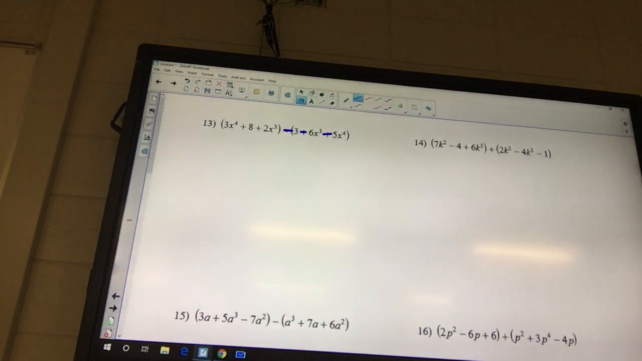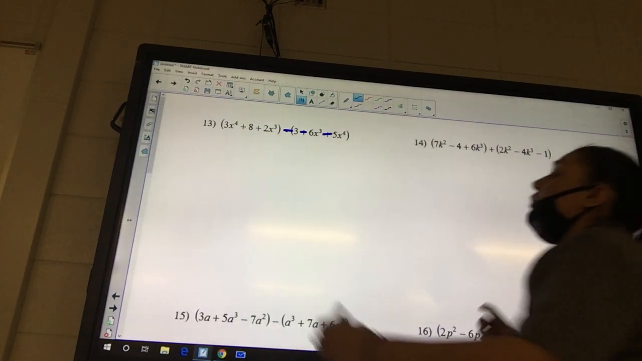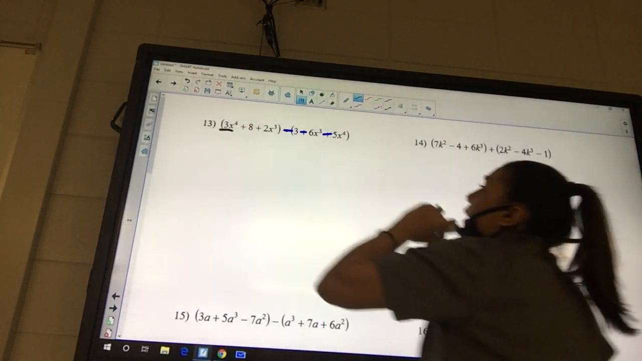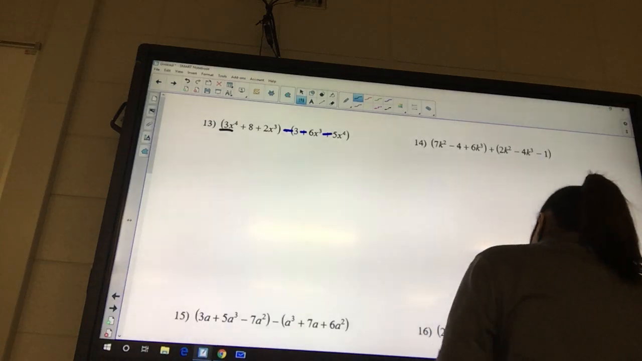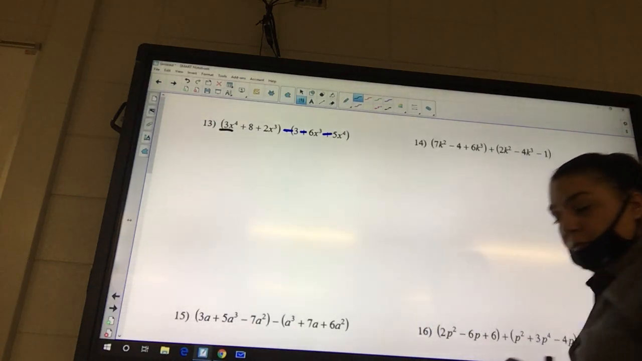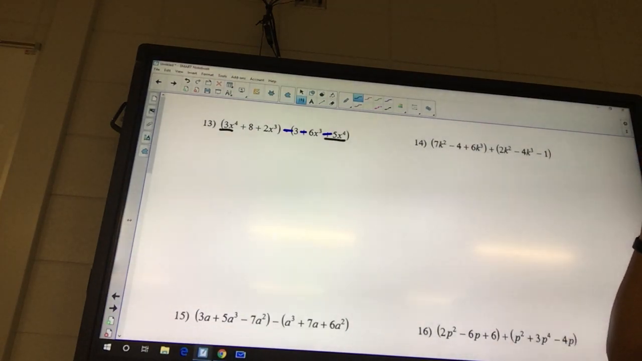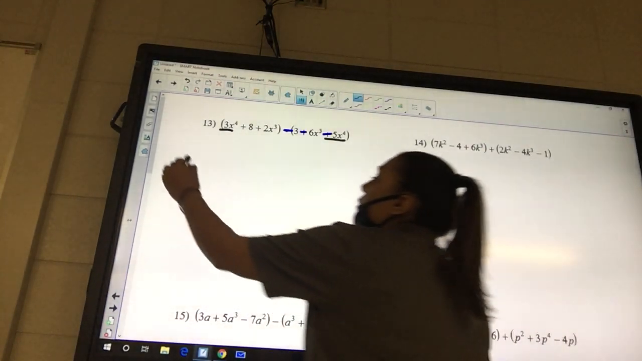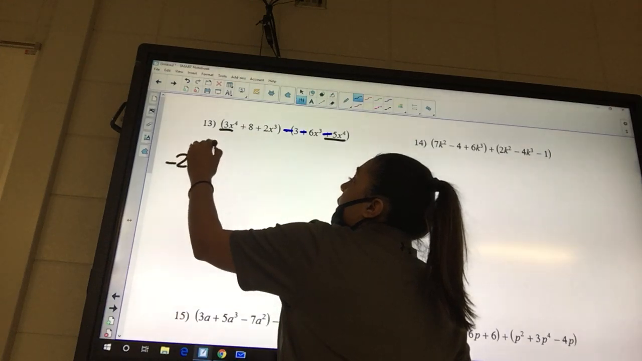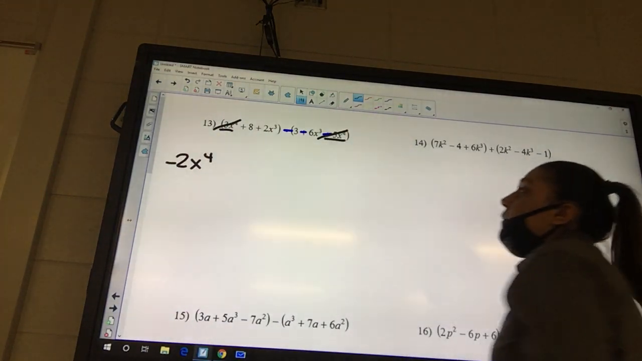What's the highest exponent? 4. So you're gonna have 3 and what? Negative 5. Okay, and what can we put? Negative 2x to the fourth. Okay, and then we can cross it off.